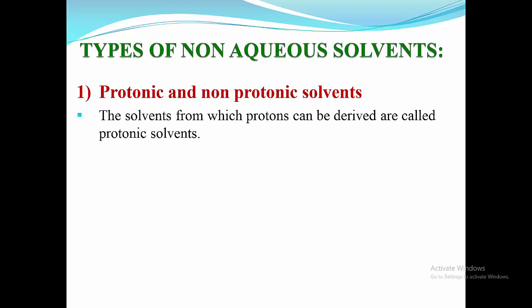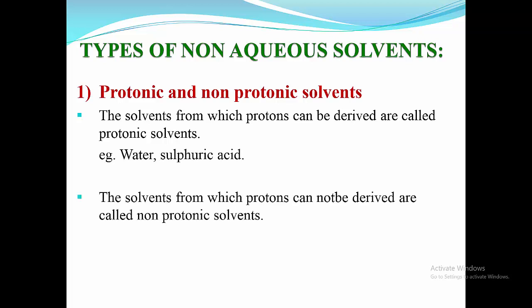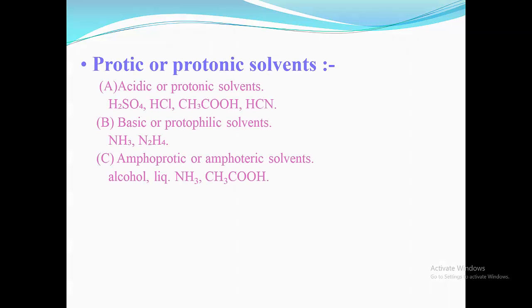The solvents from which protons can be derived are called protonic solvents, for example water and sulfuric acid. The solvents from which protons cannot be derived are called non-protonic solvents, for example liquid sulfur dioxide, benzene and chloroform. Protic or protonic solvents are again subclassified as acidic or protogenic solvents, basic or protophilic solvents, and amphiprotic or amphoteric solvents.